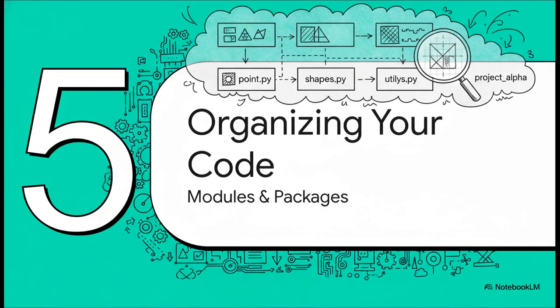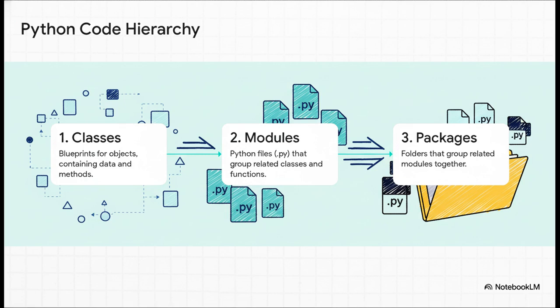Okay, we've pretty much perfected our Point blueprint. So let's zoom out a little bit and see how these classes fit into the bigger picture of a real Python project. The organization is actually quite simple. You've got your classes, the blueprints, you write those classes inside a .py file. And in Python, that file is called a module. And then when you have a bunch of related modules, you just stick them in a folder. And that folder becomes a package. That's it. That's how you keep even huge projects from becoming a total mess.